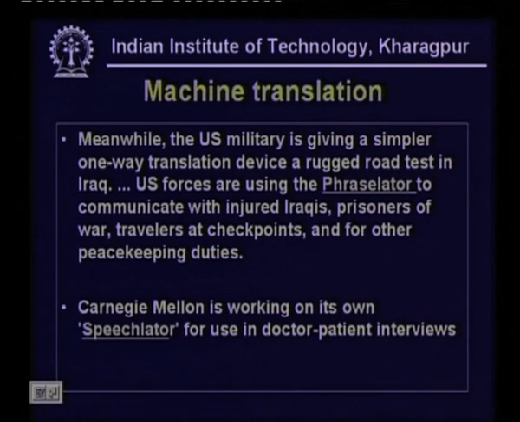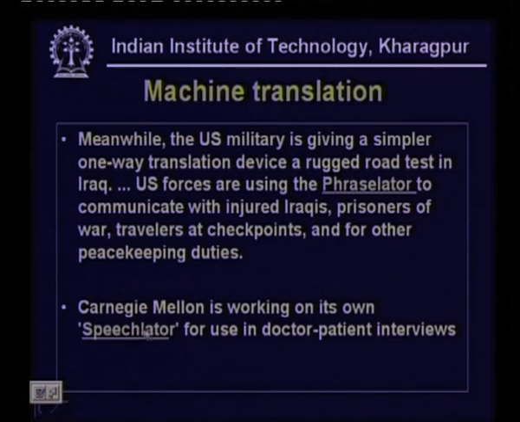Full machine translation is not yet there, but there has been quite some progress in the field of machine translation in a small way. For example, the US military is using a simpler one-way translation device. They are using this in Iraq. US forces are using the Phraselator to communicate with injured Iraqis, prisoners of war, travelers at checkpoints, and for other peacekeeping duties.